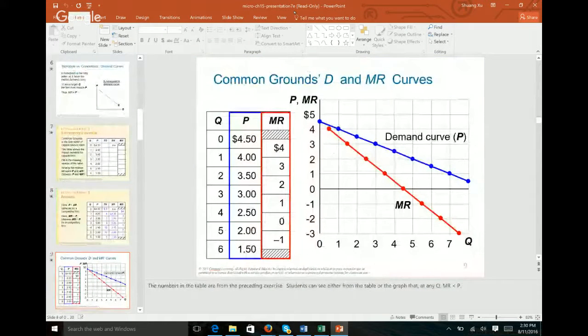For monopoly and also for monopolistic competition, your demand curve will be different from your marginal revenue curve. When you look at a graph like this, the demand curve will be the blue curve. The marginal revenue curve is always below your demand curve. So the red curve will be your marginal revenue curve.